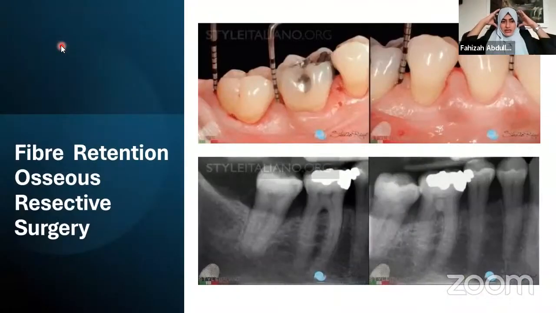I think Carnevale in 2007 came across something called fiber retention osseous resective surgery. In this, the supracrestal fibers around the teeth are left untouched. Other than that, everything else of the bone deformities is resected. So, for example, let me take this case over here. This was a case done by Dr. Stilling, I think. There is a bony defect you can see at the mesial and distal aspects. The radiographic evaluation also showed irregular bony margins.